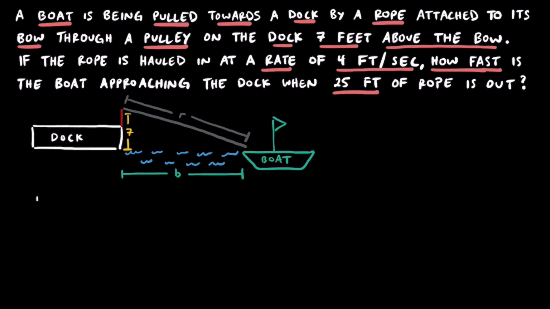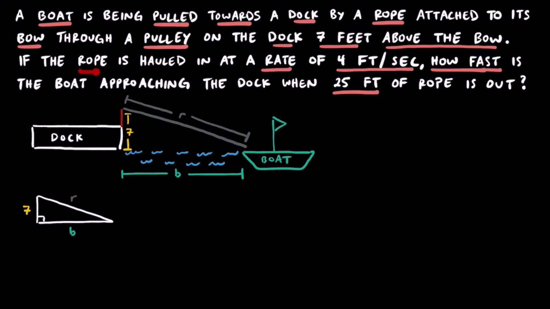Now just going ahead and redrawing this triangle on the side to clean it up a little bit, to give you a clearer picture of what's going on, we really have this 7 over here. We have a distance of b on the bottom, which we don't actually know, and we have a distance of r, which is the length of the rope, over here on the hypotenuse of the right triangle.